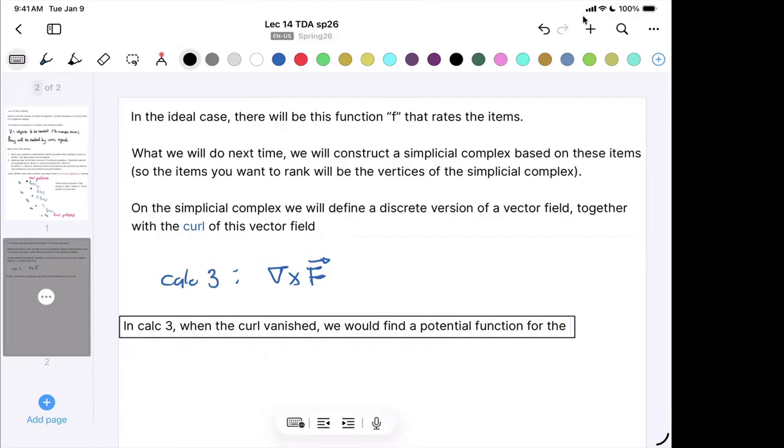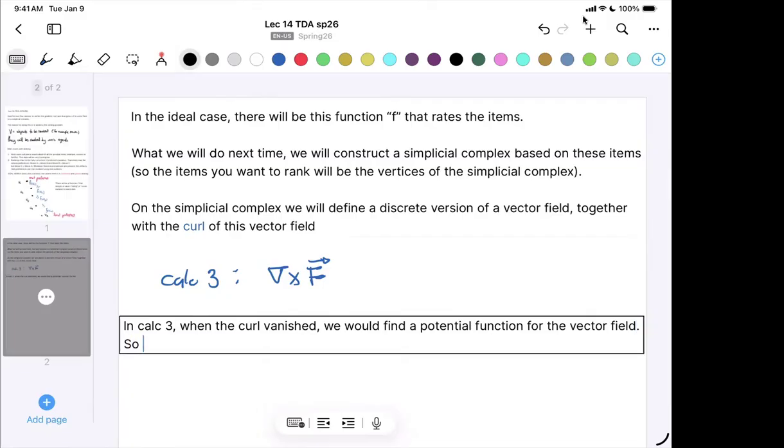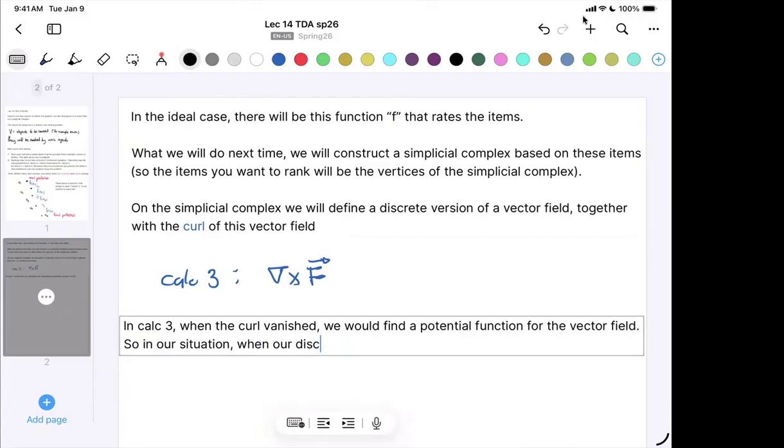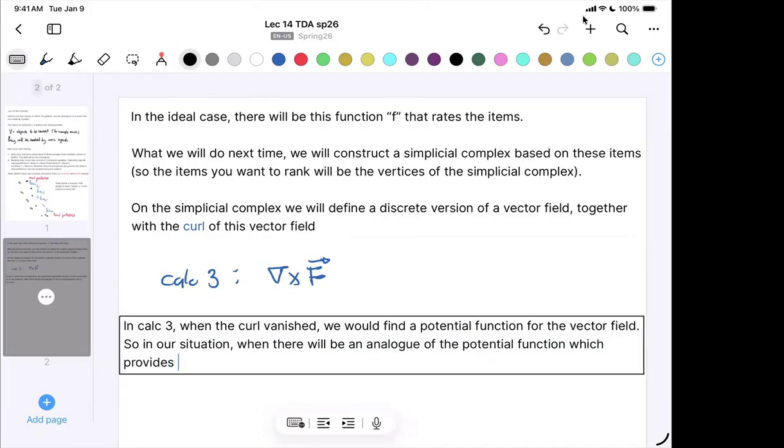And the idea is that something similar will occur in this situation, and what the potential function would do for our problem is provide a global ranking. So in our situation, when our discrete curl vanishes, there will be an analog of a potential function which provides this ranking of the items.